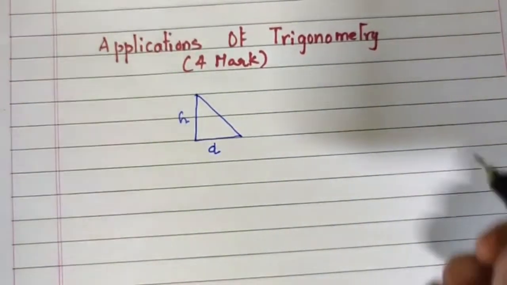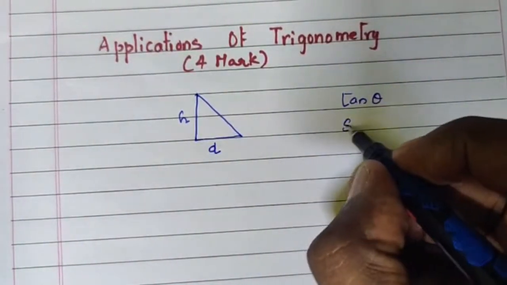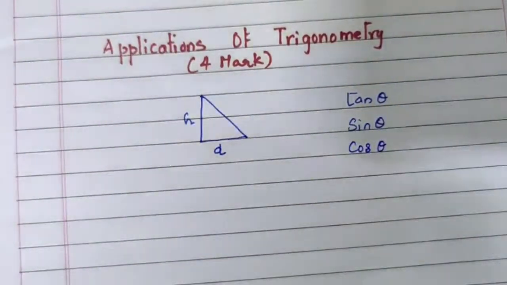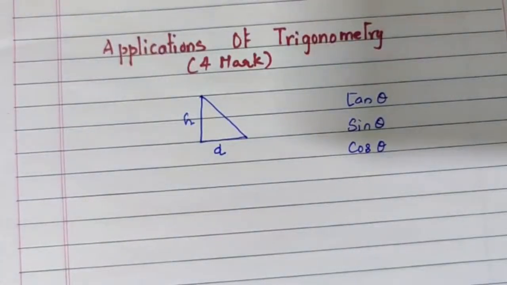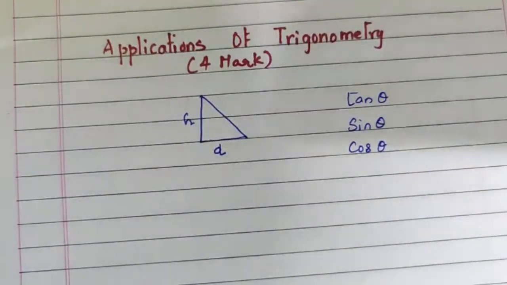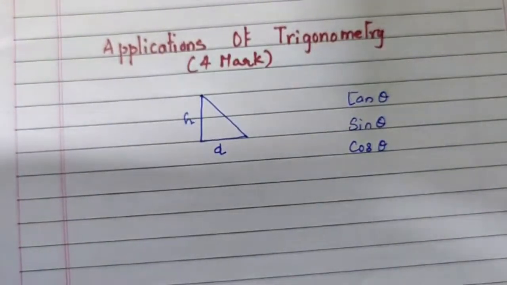Then mostly you will be applying the tan ratio. Other than that, you will be using the sine ratio or cos ratio. These 3 ratios are more than enough to solve any problems from the unit applications of trigonometry. You should know the concept of angle of depression and angle of elevation. Based on that, you will be finding out the heights and distances. Definitely a 4 mark application question will be there.